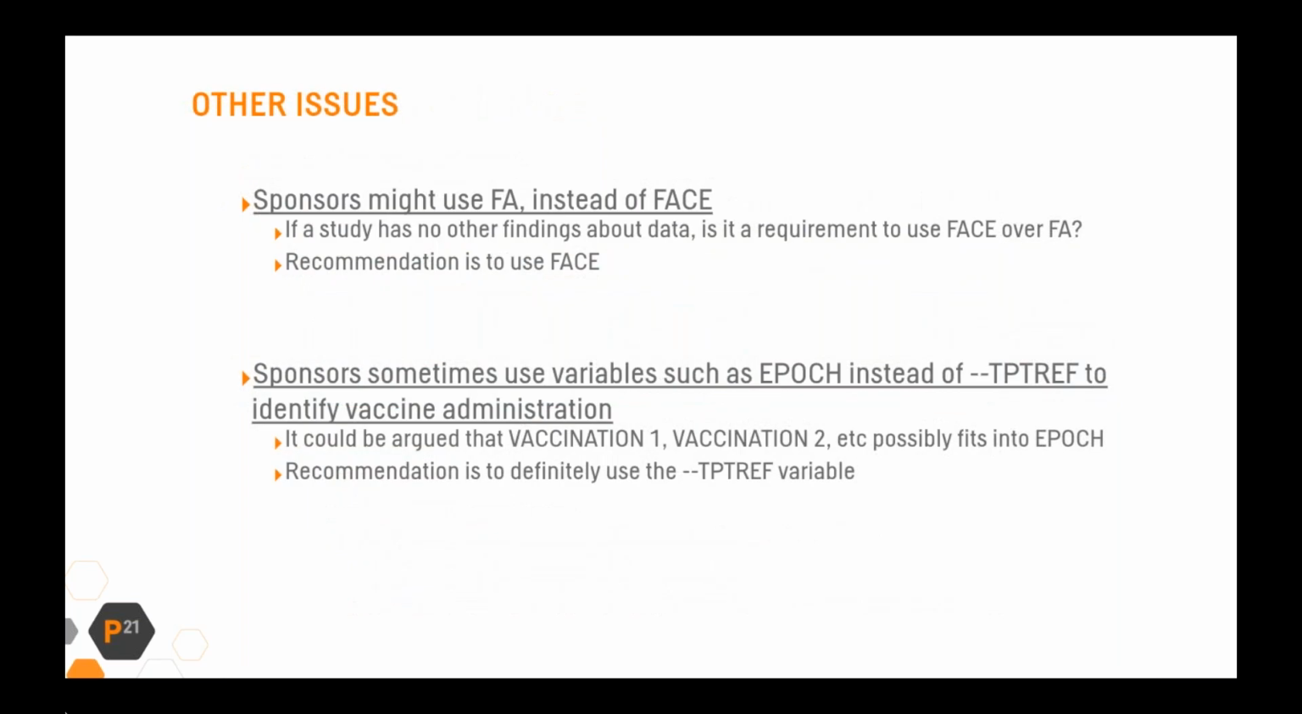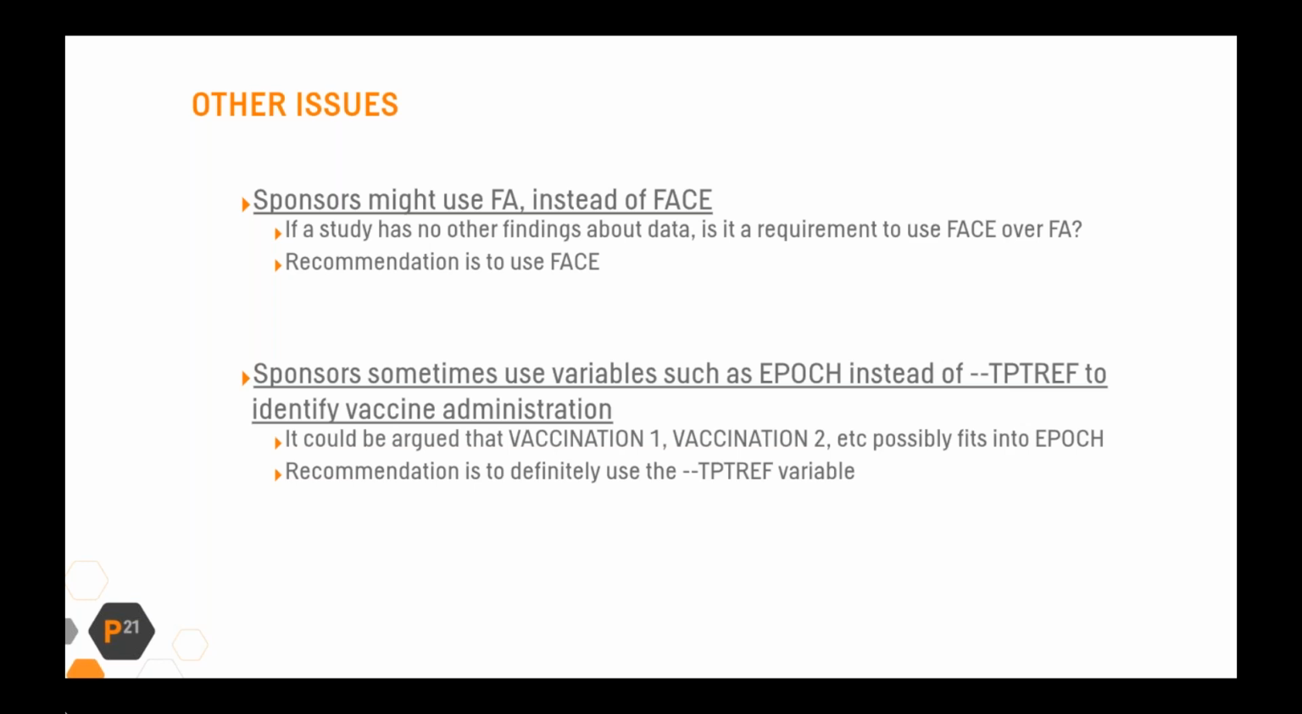Some other issues: sponsors might use FA instead of FACE. They might keep it all in one FA domain, or if they only have this type of data, this reactogenicity data, they might think that they don't need to split to use FACE and just put it in FA. But then that does make it a little bit challenging where some studies are submitted using FACE and some are using FA. It's a minor challenge, but it could be one. So my personal recommendation would be to just always use FACE for a vaccine trial. It really just indicates that this is your reactogenicity data.